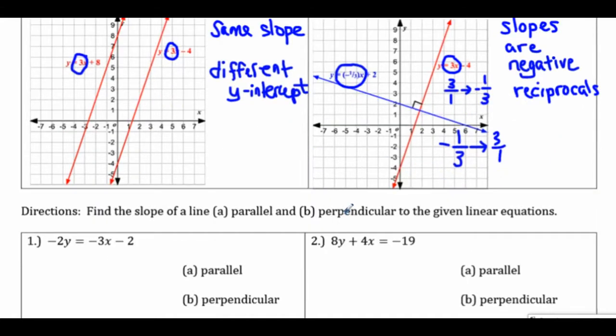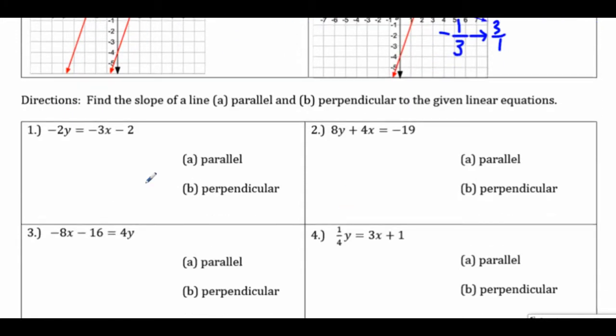Let's just do a couple quick ones here so you can see how to do this on your own. Find the slope of a line. We're going to do A parallel, B perpendicular to the given linear equations. First step is you have to get your equation in y equals mx plus b form. In this case, because it's multiplied by -2, we want to divide by -2. A -3 divided by -2 is going to be a positive 3/2. You always want the slope to be a fraction, especially because for the perpendicular lines, we have to flip it. So leave it as a fraction, reduce it down. This one is fine how it is, already reduced. And then -2 divided by -2 is +1.